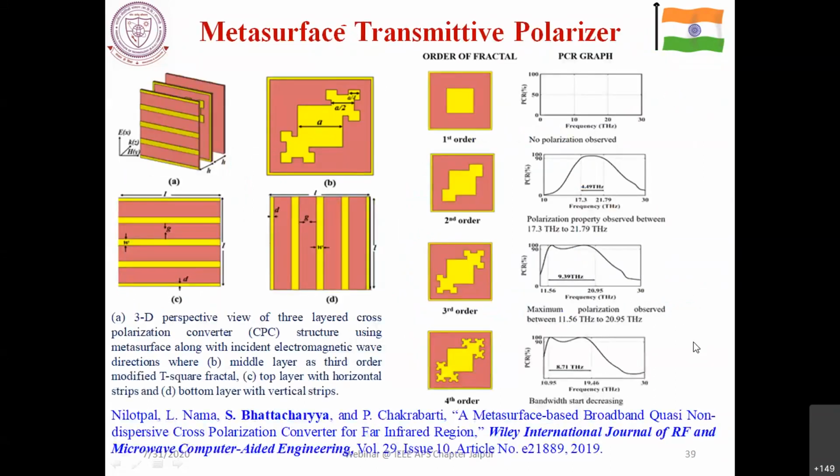And here we have shown a transmitted polarizer, as I told you a few minutes ago. Here you have three distinct layers. This is the top layer, with a metallic pattern oriented horizontally. On the back side you have metal layers oriented vertically. In between you have fractal shape slots, which are always asymmetric in nature, and the electric field is oriented along this direction. By choosing the proper fractal order, you can get an enhanced bandwidth of polarization conversion. This is one of our works which was presented and published last year.